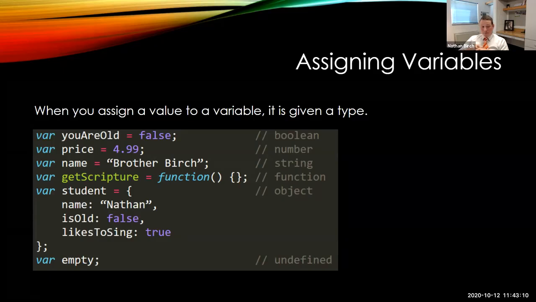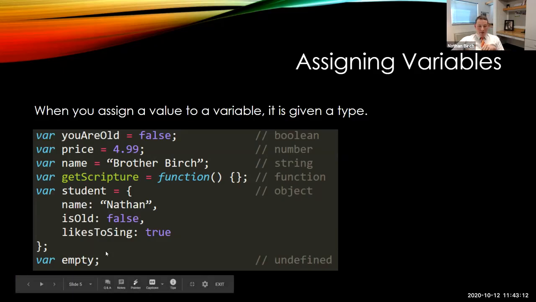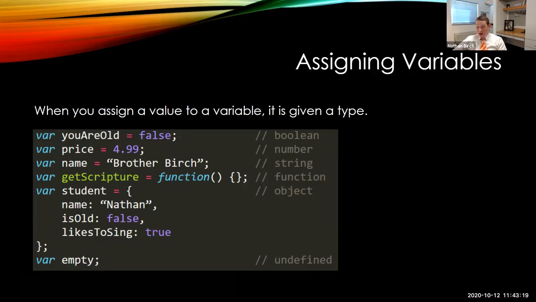Okay. And then var empty, we looked at this too when we just said var x semicolon and we didn't assign it anything. That is an undefined variable. We don't know what data type it is. So yeah, any questions on assigning variables in JavaScript?